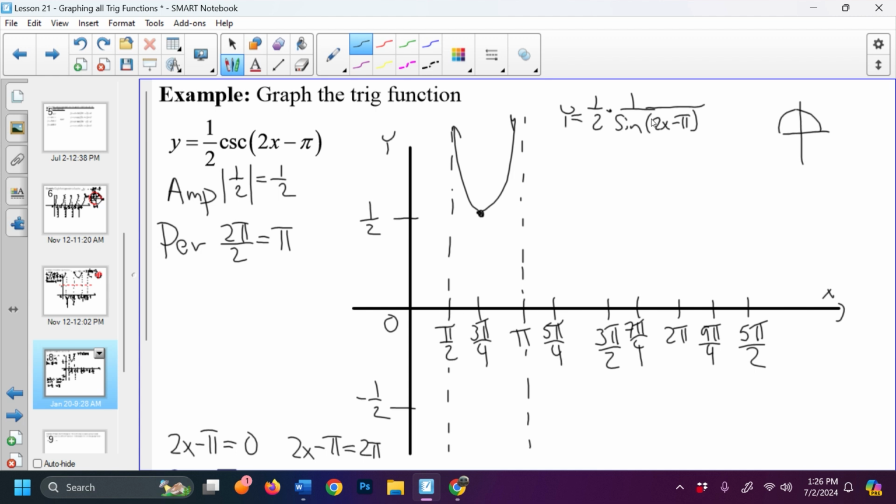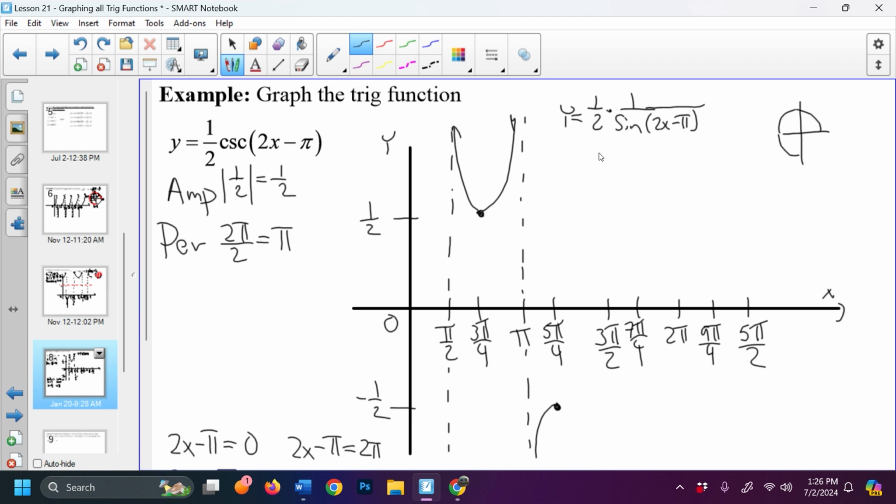5 pi over 4. 5 pi over 4 times 2 is 5 pi over 2. Minus pi is 3 pi over 2. So I'm going from here to here. The sine of 3 pi over 2 is negative 1. 1 over negative 1 is negative 1, times a half is negative a half. So I have that point there. And again, hopefully from the last example, you can see that from here to here, the y values will all be negative. 3 pi over 2 times 2 is 3 pi, minus pi is 2 pi.